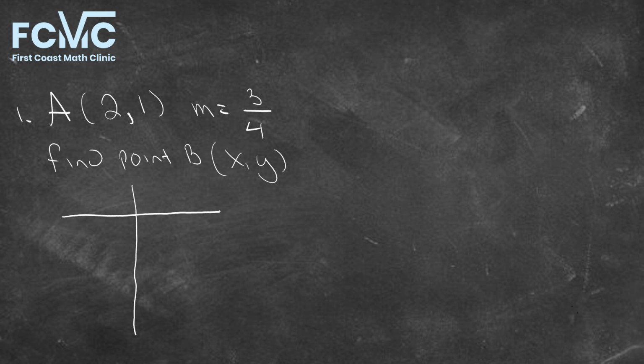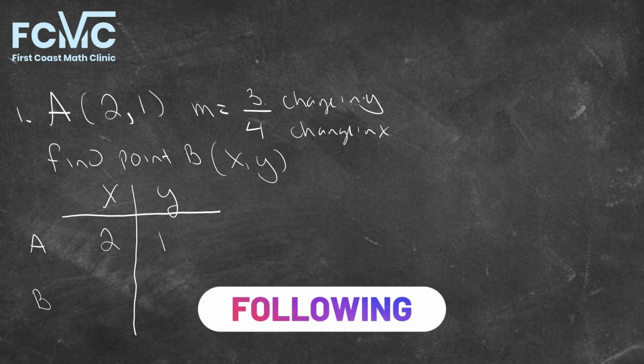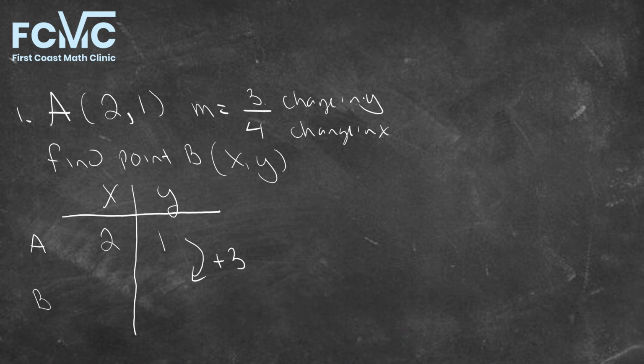So let's start with our table. We'll label points x and y. So point A is (2, 1). We want to find point B. Well, we know our slope is 3/4, so the 3 is our change in y, and that 4 is our change in x. Our change in y is positive 3, so we're going to add 3 to our y value. Our change in x is positive 4, so we're going to add 4 to our x value. So our point B should be (6, 4).